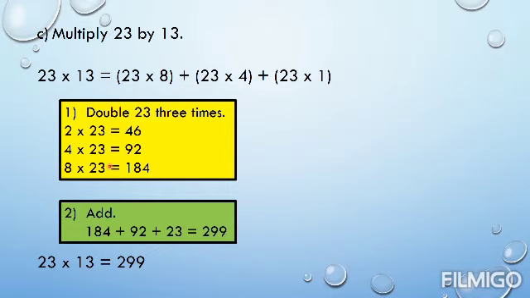Let us now add all the products, class. The products are 184, 92, and 23. Let's add all these initial products. If we put them all together, the final product is 299. So 23 times 13 equals 299.